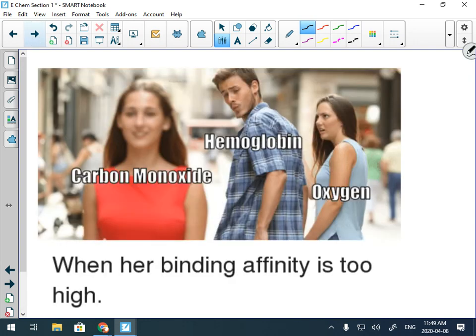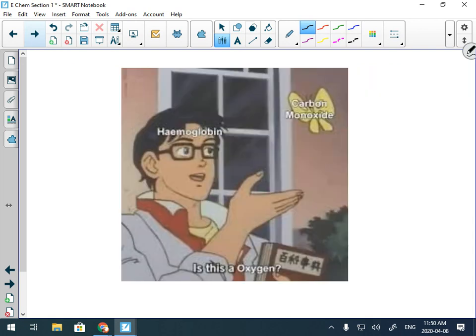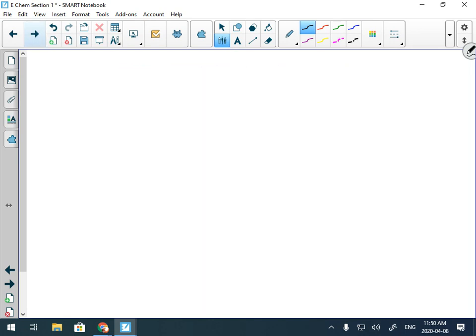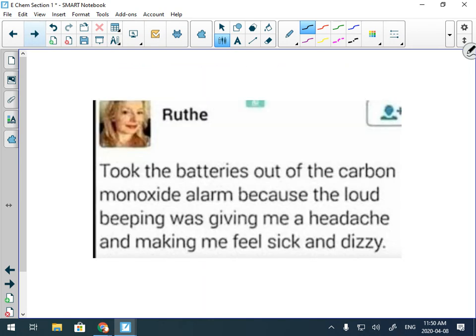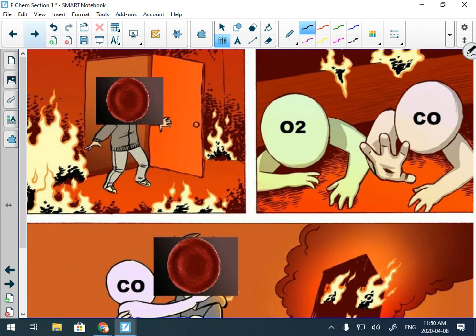Now, I've got a couple of memes here that maybe you'll get now, where maybe you wouldn't have before. Is this an oxygen? I made that one myself. Okay, I think I've got some more. Took the batteries out of the carbon monoxide alarm because the loud beeping was just giving me a headache and making me feel kind of sick and dizzy. Yeah, you're going to die.